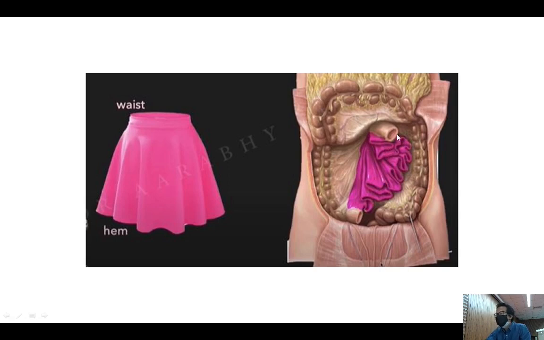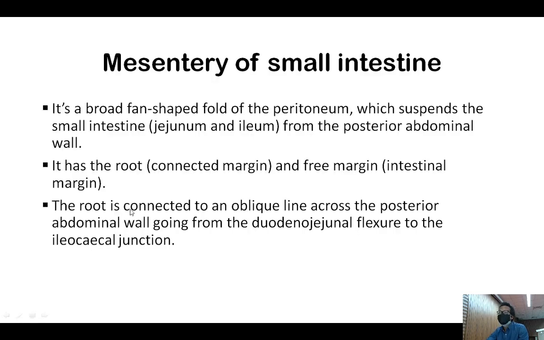After we cut the small intestine, we can find this small intestinal mesentery, the peritoneal fold that holds the small intestine. The root is connected to an oblique line across the posterior abdominal wall. It comes from the duodenojejunal flexure to the ileocecal junction. So it's an oblique line.